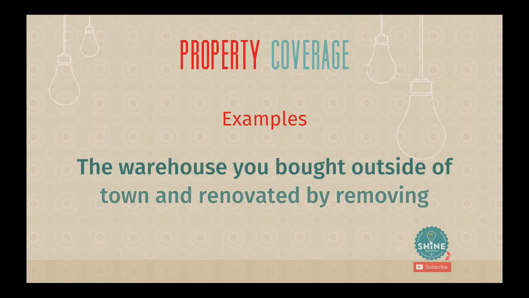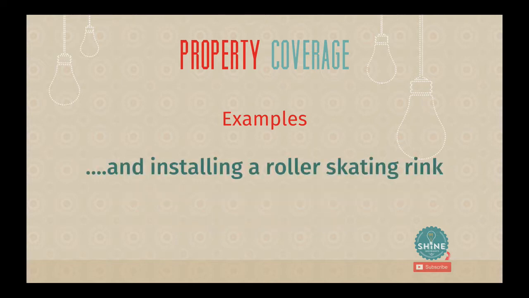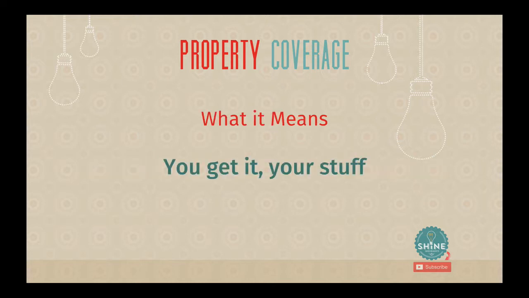And of course, you need coverage for that warehouse you bought outside of town and renovated by removing every single wall just to set everything up, and then you installed a roller skating rink. Of course you did. Why wouldn't you? You need coverage for that, and that is property coverage on your insurance policy. What it means is coverage for your stuff. Property coverage is simply coverage for bad things that happen to your stuff.